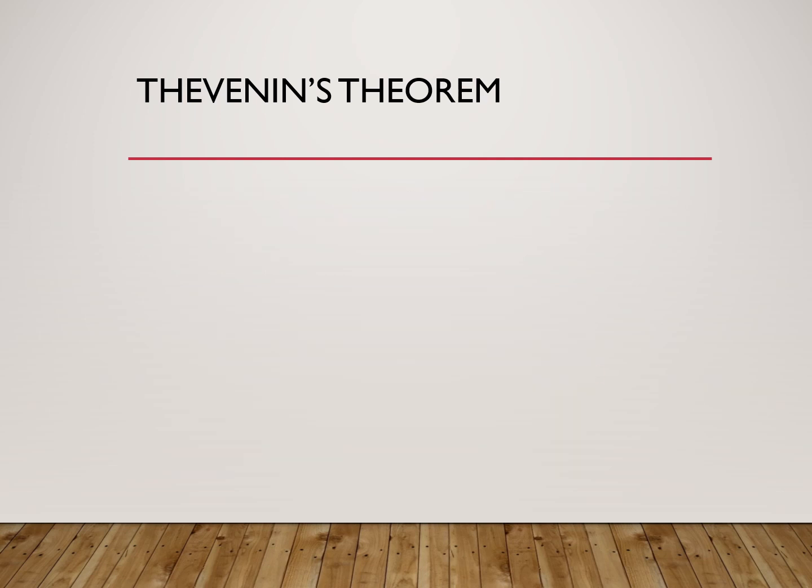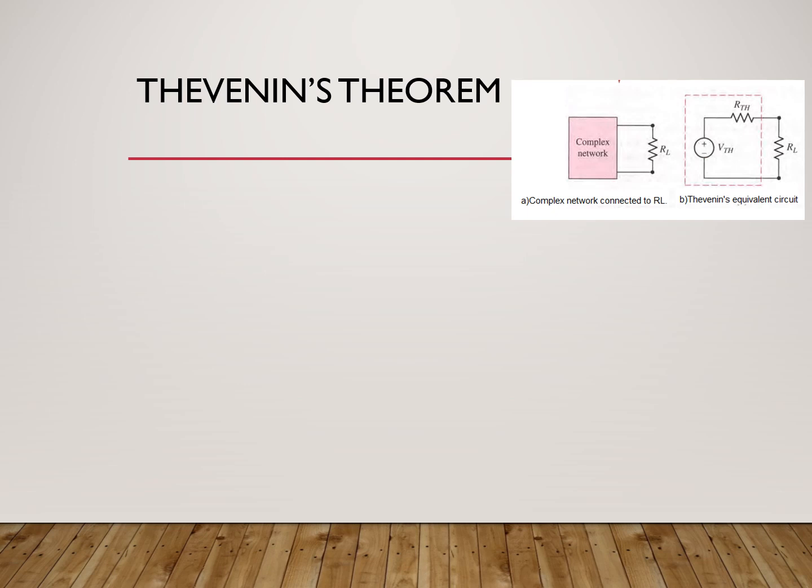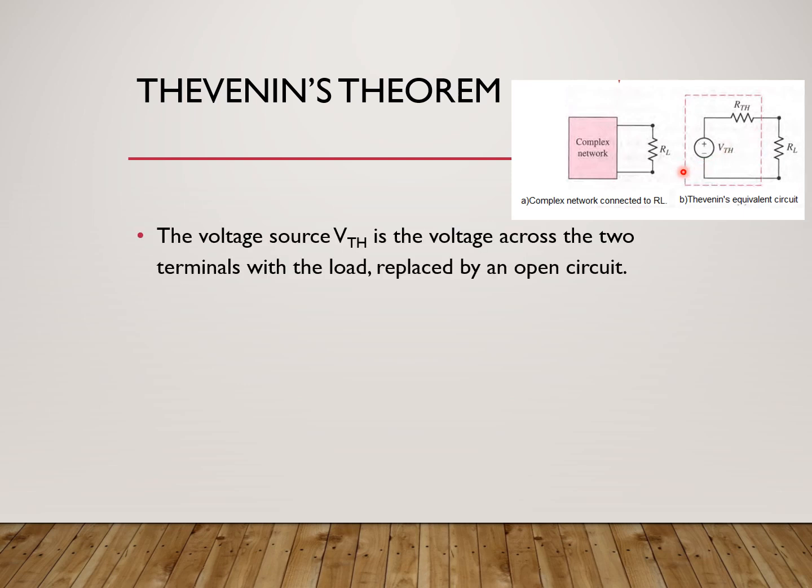Now, we have already seen that a complex network can be replaced by this form, where there is a voltage source VTH in series with RTH. This VTH, or the Thevenin voltage, can be found by finding the voltage across the load terminals with the load replaced by an open circuit. So if this is the original circuit, remove the load, which means you open circuit the load, and find the voltage at these terminals. That is VTH.